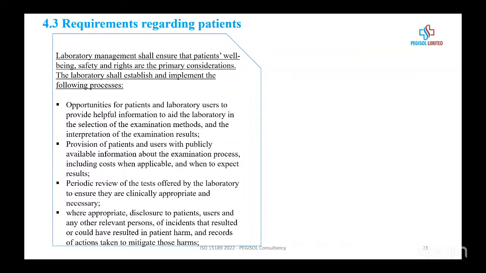Now, the laboratory shall establish and implement the following process. Anytime you hear establish and implement, it means that you must have a documented procedure for addressing that, and there must be a proof of how it is being implemented. Please take note of that. When they say the laboratory shall establish, it means that there should be a documented what? Procedure for that requirement. And if the lab implements, you must show an evidence of how it was carried out.